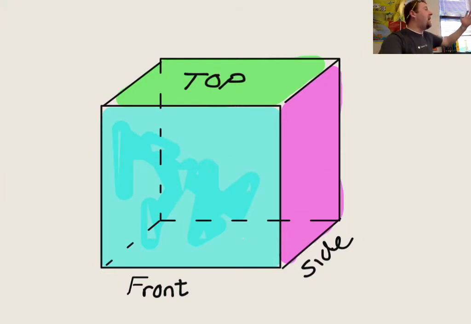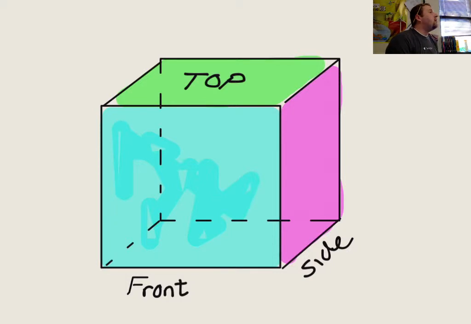Okay, so I cannot see the left side. I cannot see the back. What else can I not see? The bottom. Notice that all the lines that I could see are solid. See how the dotted lines are all behind the shading? Those are the ones we cannot see. That's why they're dotted. Okay?